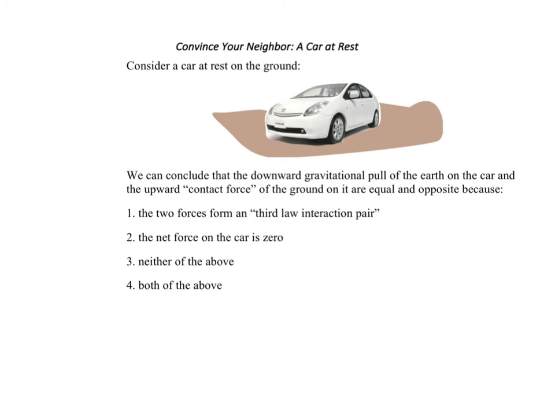The question is, we can conclude that the downward gravitational pull of the Earth on the car and the upward contact force of the ground on the car are equal and opposite because of the following. Is it a consequence of the fact that the two forces form a third law interaction pair? Is it true because the net force on the car is zero? Or is neither of these statements true, or are both of them true? That's the question at hand.